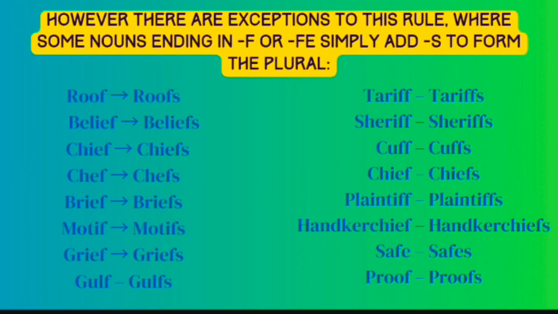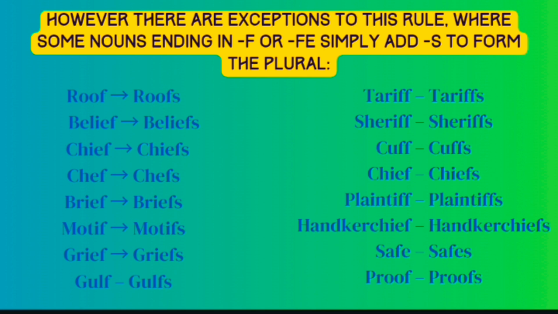However, there are exceptions to this rule, where some nouns ending in F or FE simply add S to form the plural. Now there are words in our English dictionary that also end with F and FE, but surprisingly do not follow the same rule. Some examples are given here. For example, roof is converted to its plural form by simply adding an S. So roof becomes roofs. Chef becomes chefs. Motive becomes motives. So you see the rule that we have just previously discussed is not applied here.